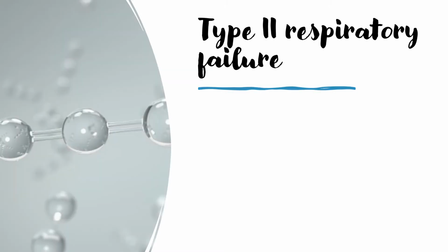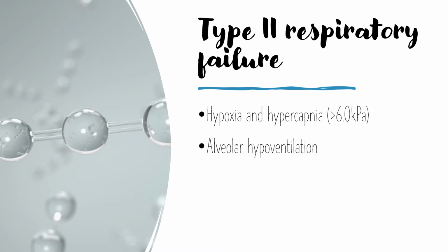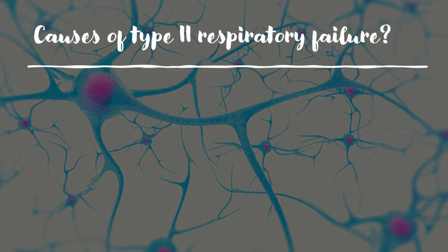So we've covered type 1, now let's look at type 2 respiratory failure, where there's hypoxia and hypercapnia that's greater than 6 kilopascals. There is alveolar hypoventilation with or without a ventilation-perfusion mismatch. So what causes type 2 respiratory failure? Well, there's different categories of disease. Firstly, there's pulmonary disease such as asthma, COPD, pneumonia and end-stage pulmonary fibrosis.